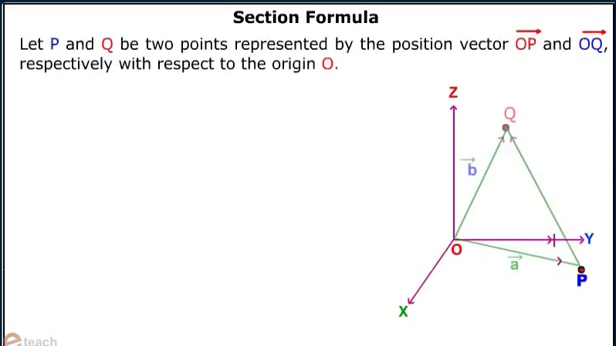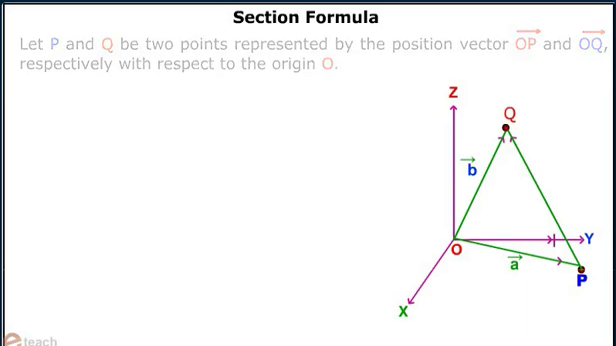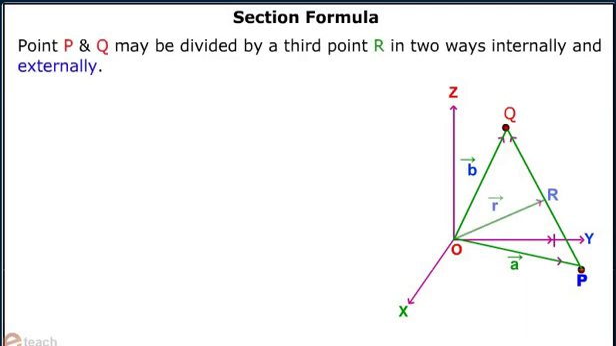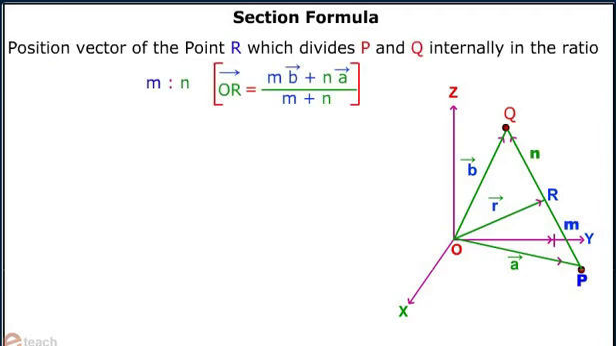Section formula. Let P and Q be 2 points represented by position vectors OP and OQ respectively with respect to the origin O. Points P and Q may be divided by a third point R in 2 ways, internally and externally. The position vector of the point R, which divides P and Q internally in the ratio m:n, is given by OR vector equals m times B vector plus n times A vector, whole divided by m plus n.